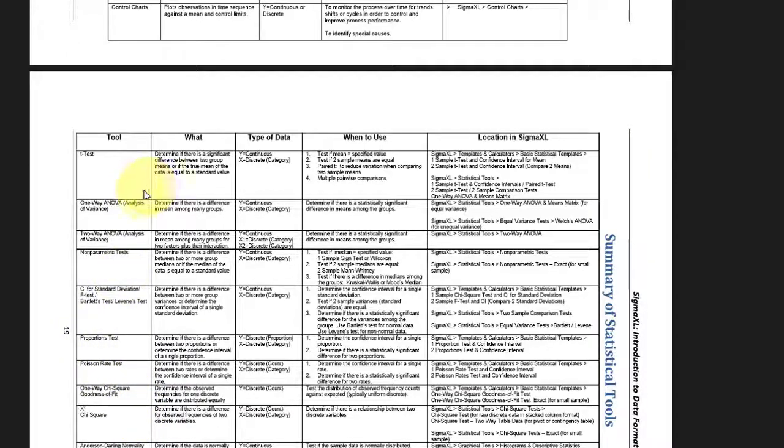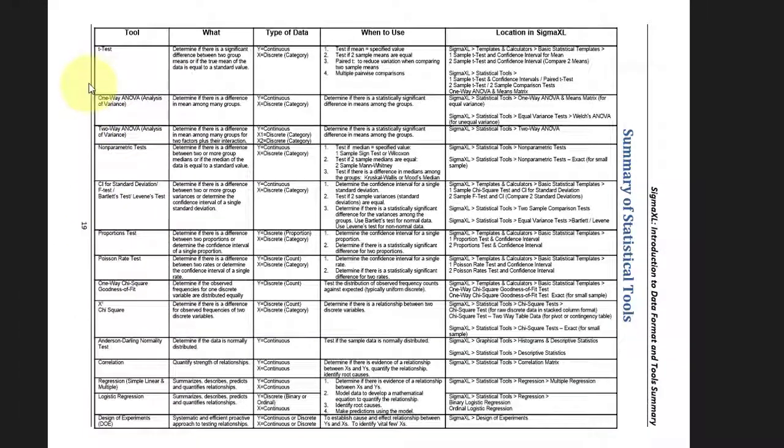We also have the summary of statistical tools. This includes t-tests, one-way ANOVA, two-way ANOVA, non-parametric tests, confidence interval for standard deviation, proportions tests, Poisson rate test, one-way chi-square goodness of fit, chi-square two-way table data, Anderson-Darling normality tests, correlation matrix, regression, logistic regression, and design of experiments.